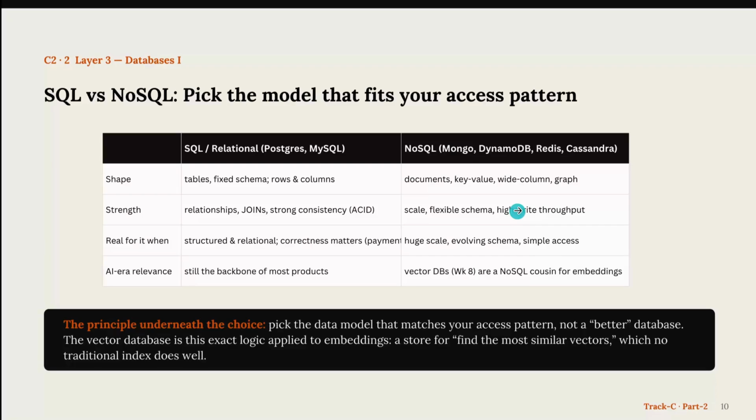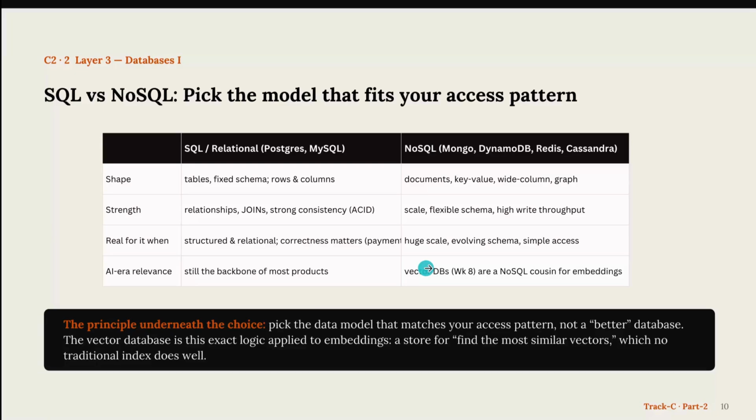All banking systems typically use structured databases, and NoSQL databases are typically used when we want huge scale, the schema is always evolving, and we want simple access. AI era relevance. This is still the backbone of most of the products when we want to store huge volumes of data. OpenAI still uses Postgres in the backend for some of its data to be stored. NoSQL vector databases are being highly used for embeddings as a framework.